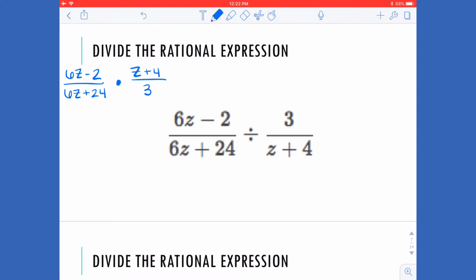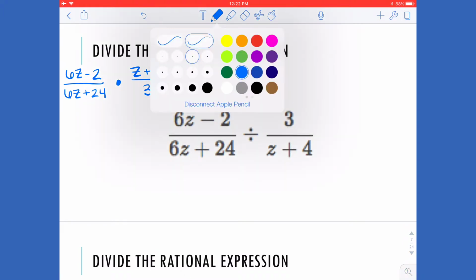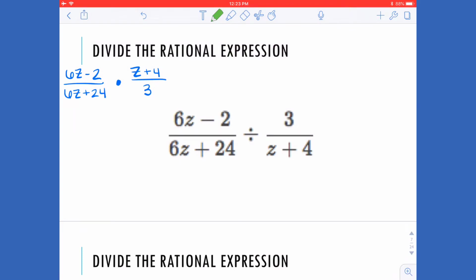At this juncture, nothing yet cancels out. So I'm going to do my next step in green, and I'm going to start to take out a greatest common factor. And I see 2 in the numerator, and that leaves me with 3z minus 1. And I see 6 in the denominator, which leaves me with z plus 4. And then I have z plus 4 over 3 on the other side.